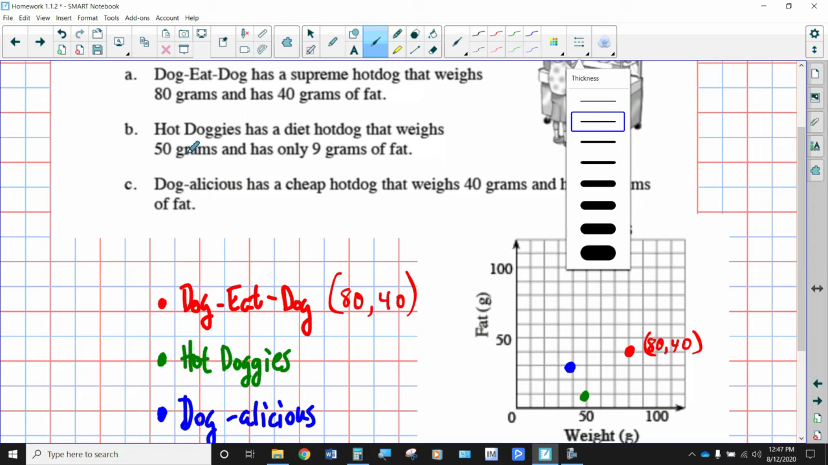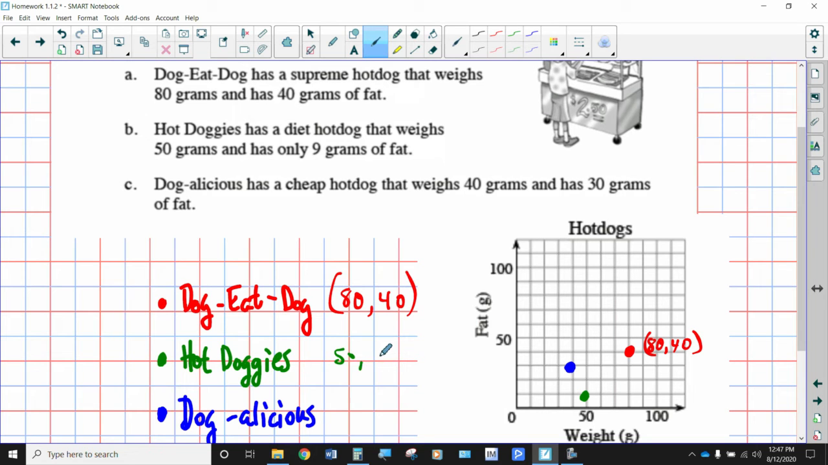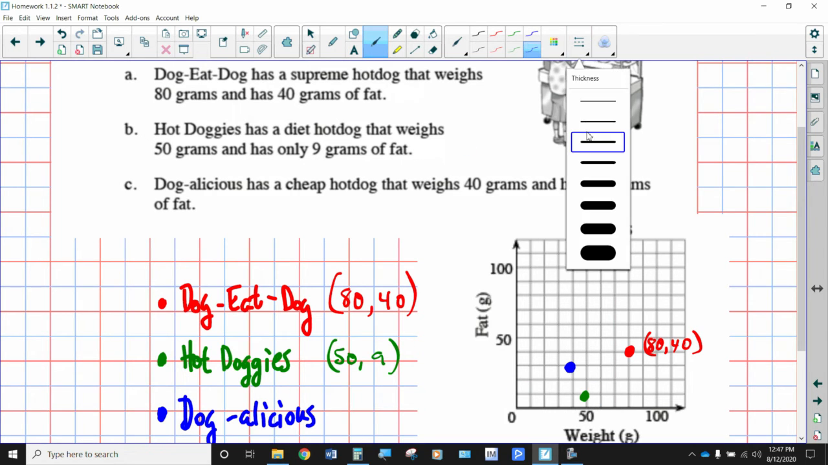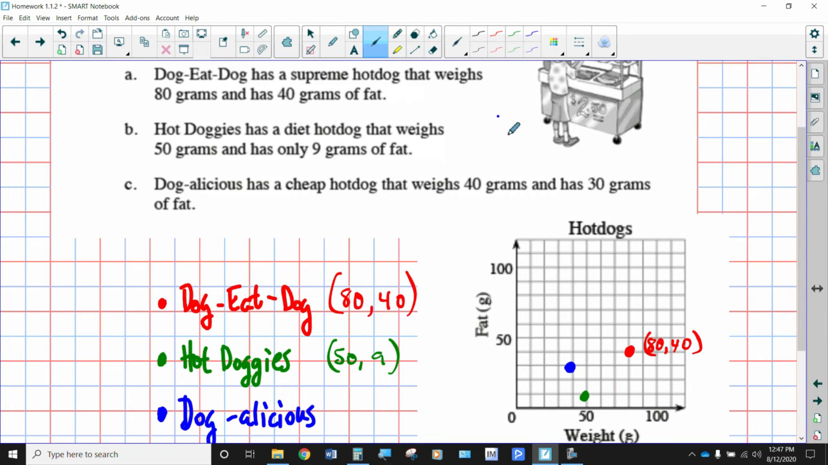It says it's 50 grams with 9 grams of fat. So 50, and then the grams of fat are the Y, and that would be 9. So 50 and 9, that's a little bit below the 10 mark right there. And then Doggylicious is 40, 30. It weighs 40 and the fat is 30. So 40, 30 goes right around there.